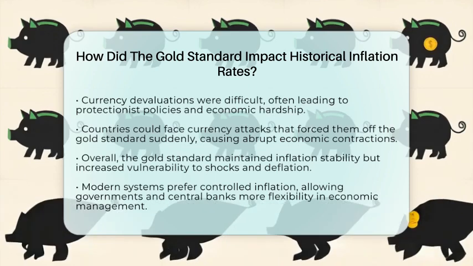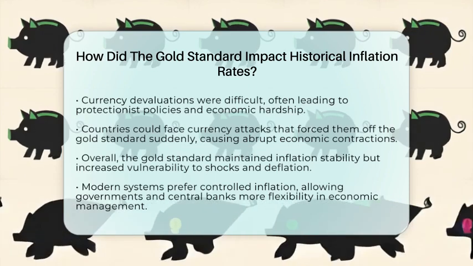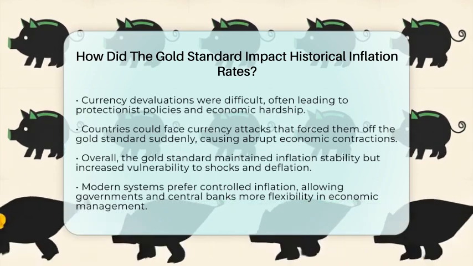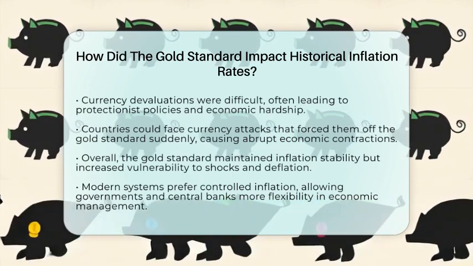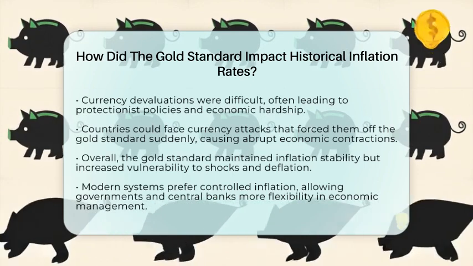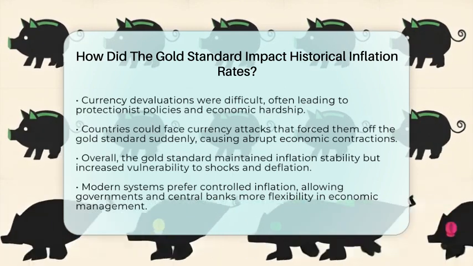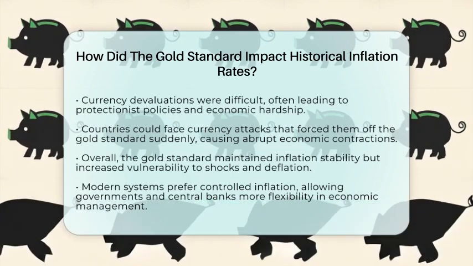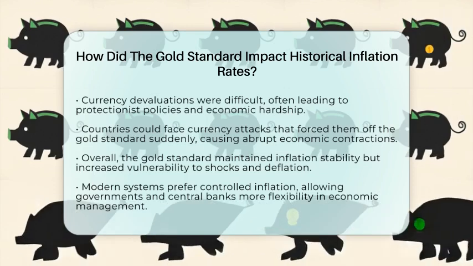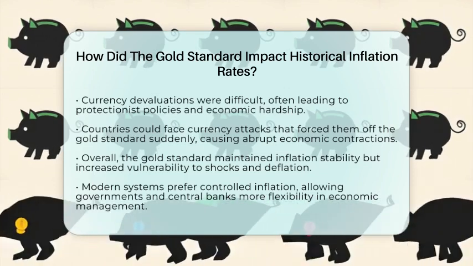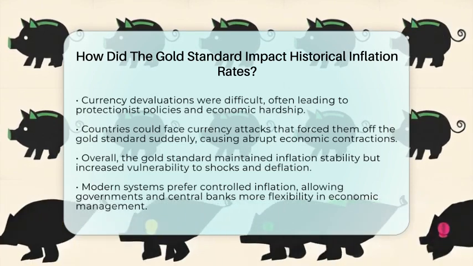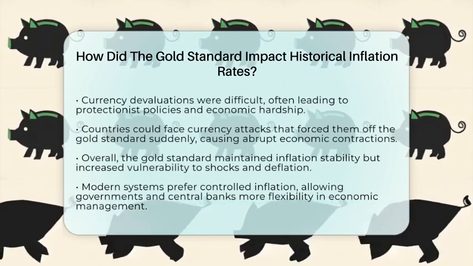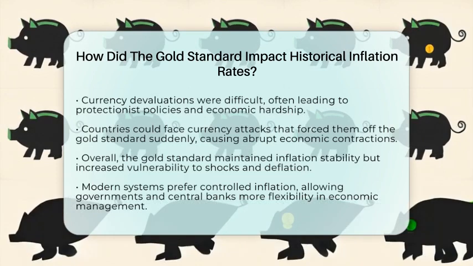Overall, the gold standard kept inflation low and stable over many years, but it also made economies more vulnerable to shocks and deflation. It limited how governments and central banks could respond to economic changes, which is why modern systems prefer controlled, low positive inflation. Understanding this helps explain why central banks today actively manage inflation rather than sticking to a gold-backed system.